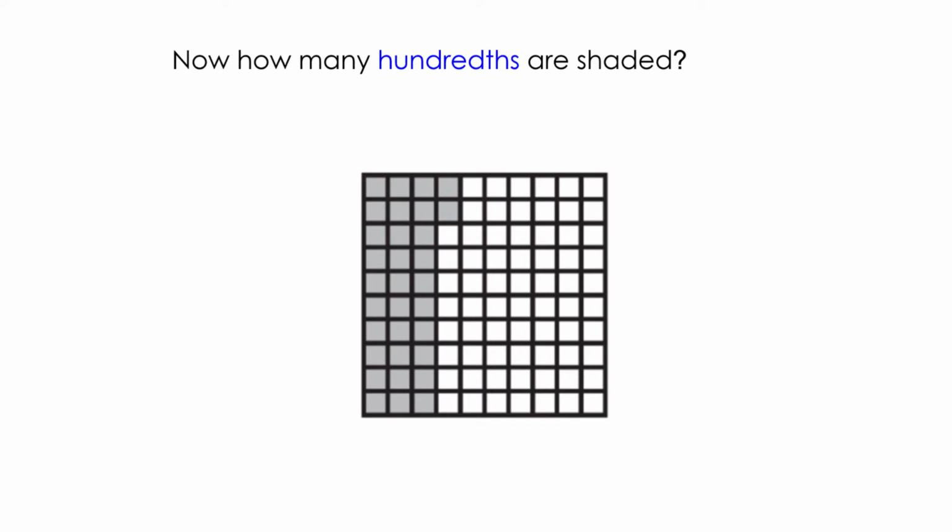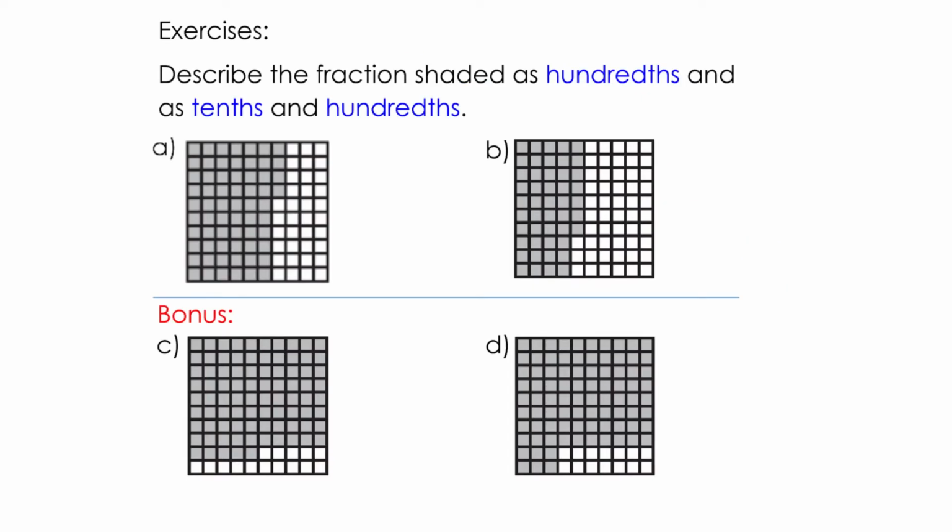How many hundredths are shaded now? Well, we know each one of these is 10. So we have 10, 20, 30, and there's 2 there. So 32 hundredths are shaded. And to write this as a fraction, it would be 32 over 100.